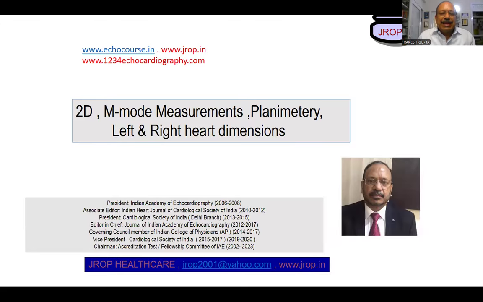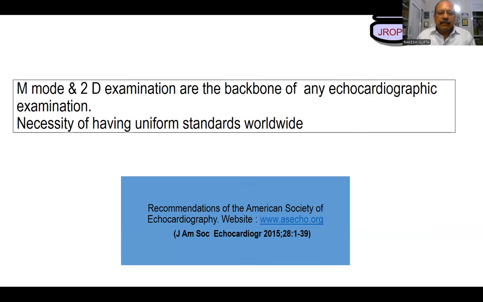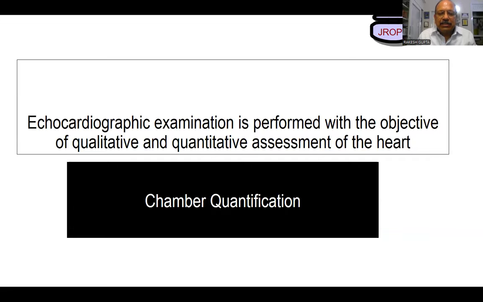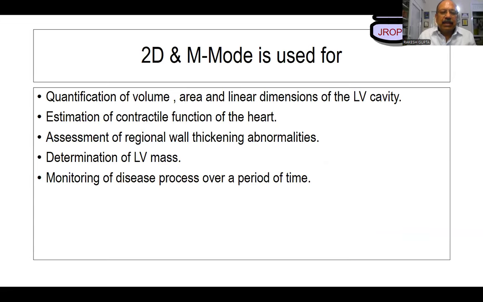And what we talked about in the last session, a couple of people were not there, so let me summarize a little bit. Whatever dimensions we are taking as of today are based on the American Society of Echocardiography guidelines, which were published in 2015, and we call them chamber quantifications. In 2D and M mode we look for quantification of volumes, area, and linear dimensions of the LV cavity, estimation of contractile function of the heart, assessment of regional wall thickening abnormalities, determination of LV mass, and monitoring the disease process over a period of time.